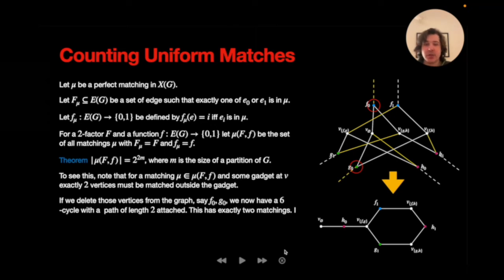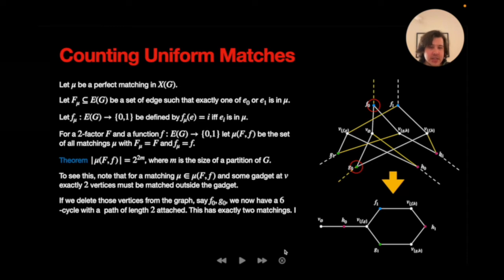So to see this, suppose we have some matching in F,f, and let's particularly zoom in at some gadget at v for some vertex v in the underlying graph. Notice that exactly 2 vertices must be matched outside the gadget, because remember, we're interested in uniform matchings. So in this case, let's suppose that F0 and G0 have been matched outside the gadget. Now we can delete those vertices because we're interested in the other matchings. So let's delete those vertices.